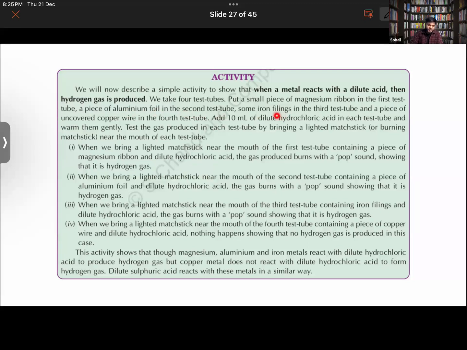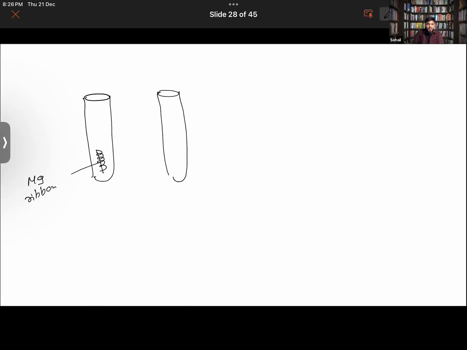You have several test tubes. You will be taking 4 test tubes. You will put a small piece of magnesium ribbon in the first test tube. In this you have placed, let's say, Mg ribbon, meaning magnesium ribbon. In the second test tube, you have put some iron filings. Iron filings means iron powder.